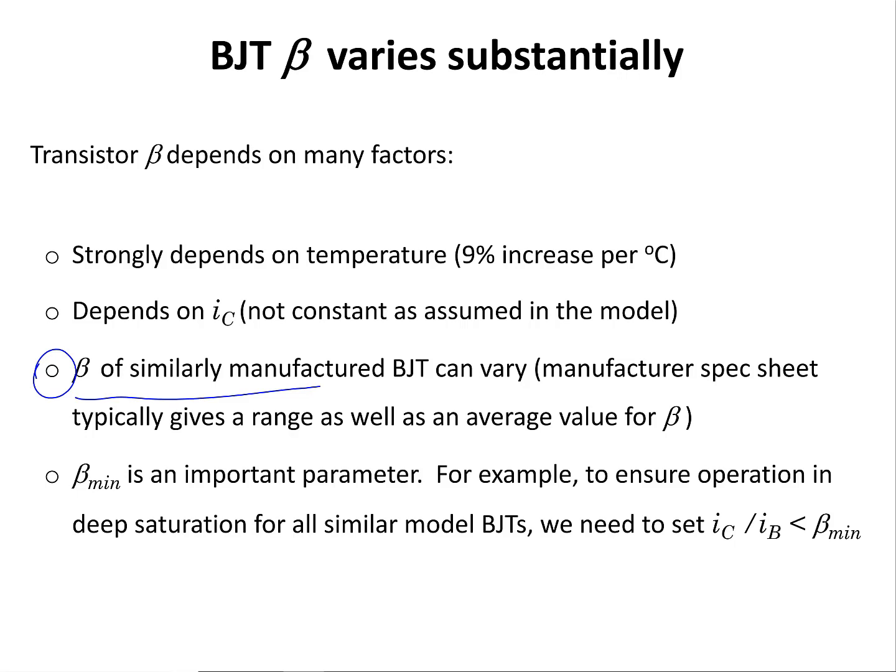If you look at the datasheets, usually there's going to be a range of beta values given for any transistor, as well as the average beta value for that transistor. So it's important to take note of the minimum beta value when you want to use it as a switch, because if you want to make the transistor operate in the saturation region, IC over I base must be less than the minimum beta value that you can have in this set of transistors.